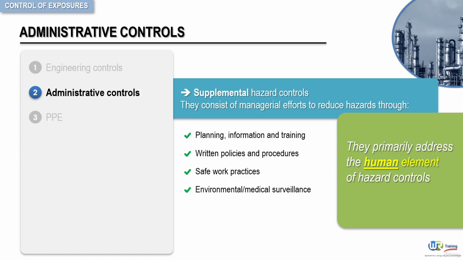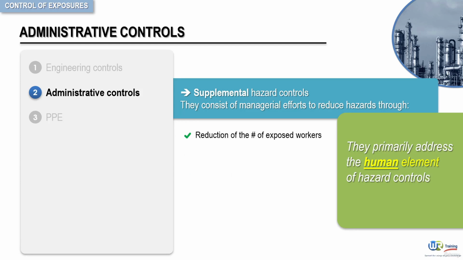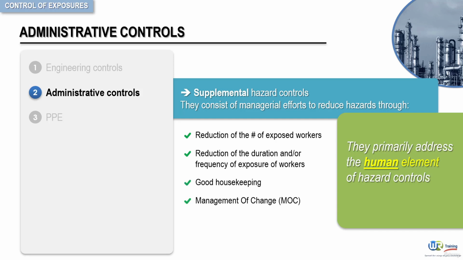Other administrative controls include reduction of the number of exposed workers, reduction of the duration or frequency of exposure of workers, good housekeeping, management of change, and lastly, education, training, and evaluation. We hope that we will contribute to the latter and that our training course will raise your awareness so that you will be able to recognize early signs of safety concerns and contribute to the safety of your facility, your fellow workers, and yourself.